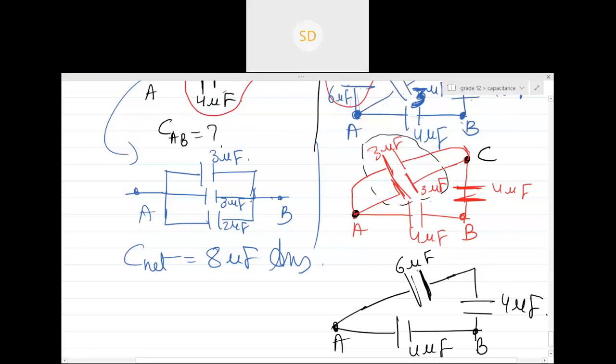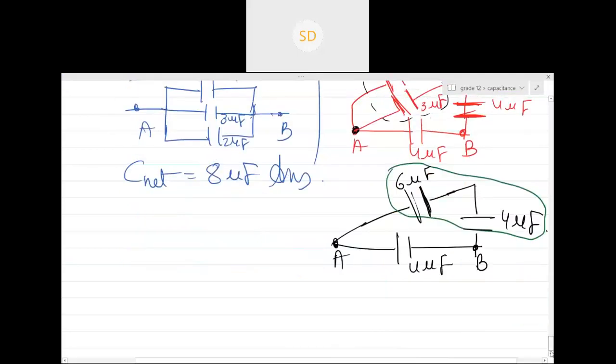Yes, sir. So now after this, these two are in series and in parallel with the next one. So can you see the final answer would be something like this. I'm just redrawing the circuit again and again.